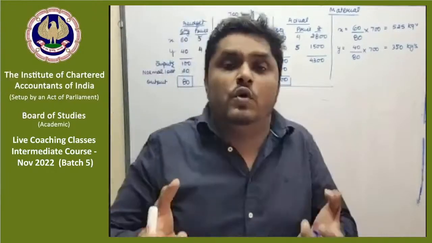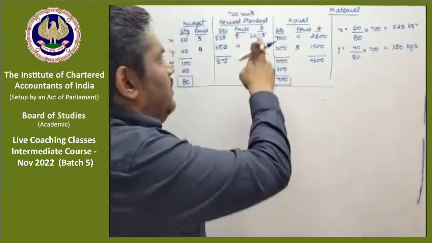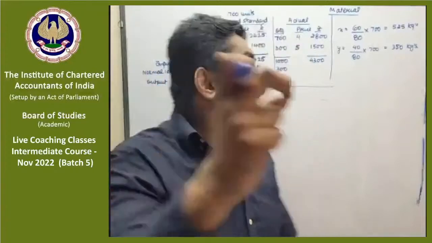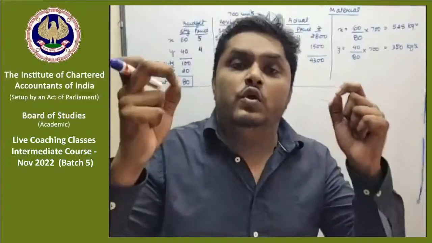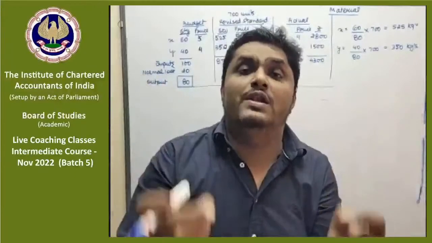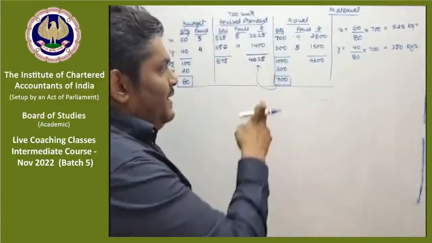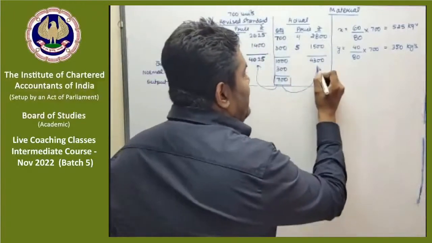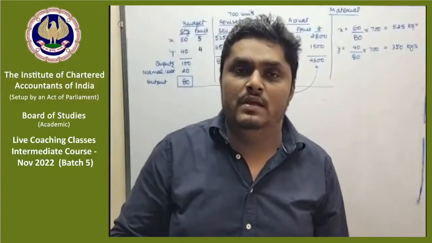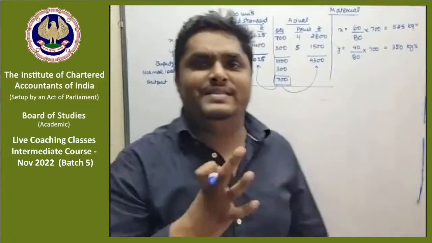So how much cost we were supposed to incur? Very simple. 2625 for X, 1400 for Y. In aggregate, to manufacture 700 units, we were supposed to incur 4025 rupees only. But when talking about the actual data, we actually spent how much? 4300 rupees. If you guys have any doubts in this presentation, you guys can ask me.